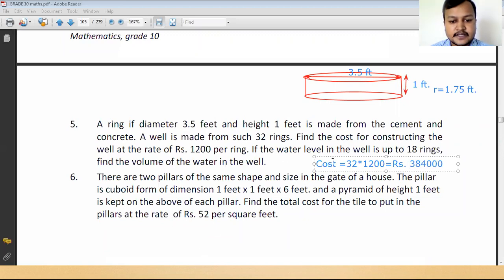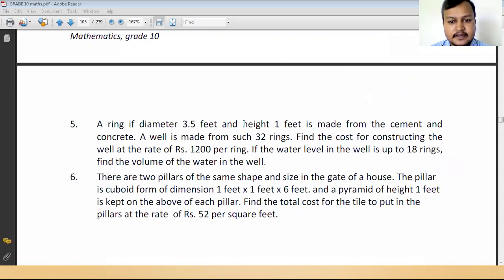Now next part of question, if the water level in the well is up to 18 rings, of total 32 rings सम्म water level छैन, it is there up to 18 rings only. Height of one ring is 1 feet. That means height of 18 rings. 18 rings हरुको height कति हुने भयो त? That will be 18 feet. Height of 18 rings is 18 feet.